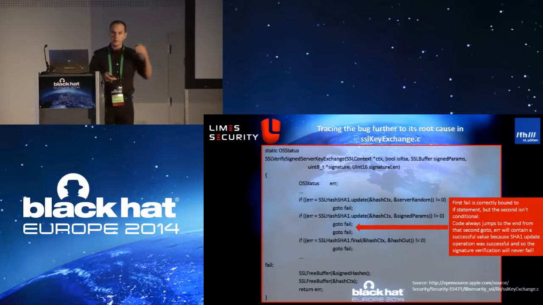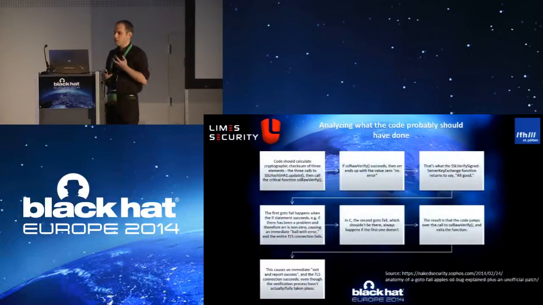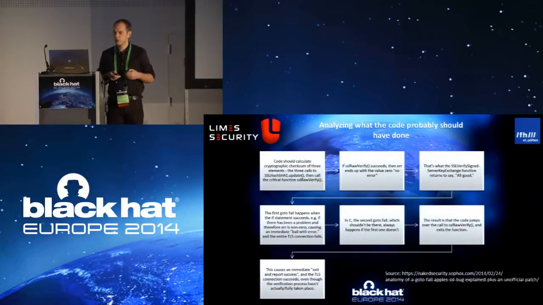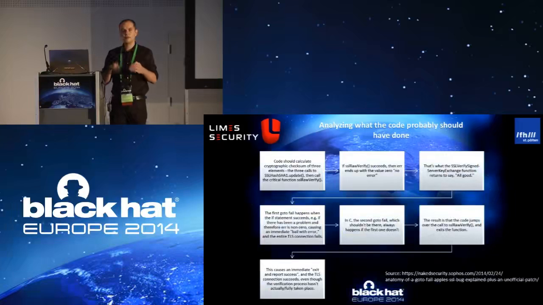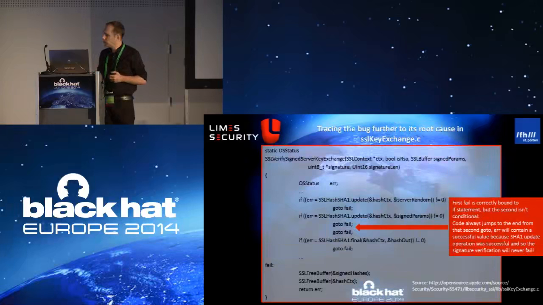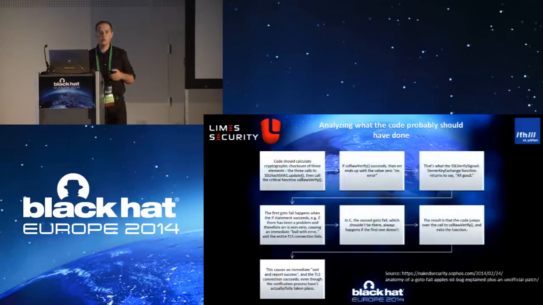What does this mean from a program flow or logic perspective? I think we can only guess what should have happened. The code should have calculated several cryptographic checksums and then passed those on to a function called SSLRawVerify for the actual verification process. If the SSLRawVerify function succeeds, then the error value that we had up here should have been 0, which quite commonly means no error. That's what the function uses to signal everything's good, proceed with the connection.